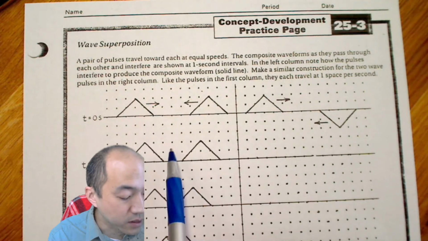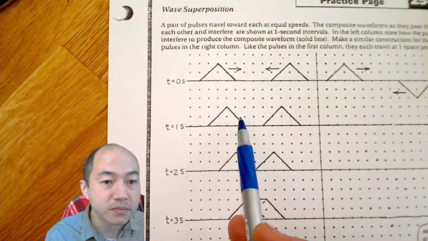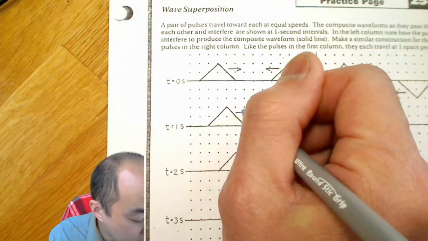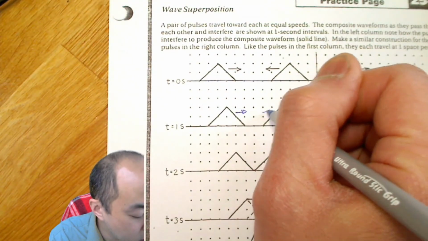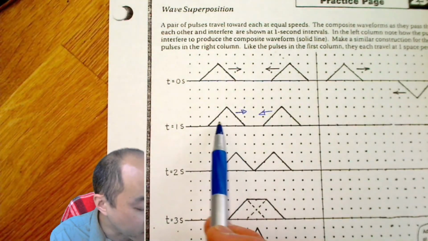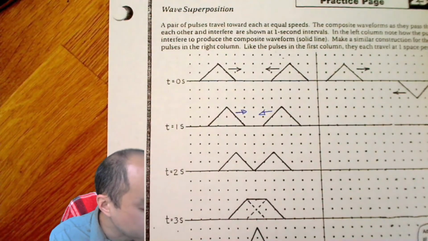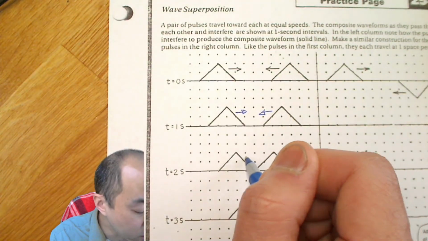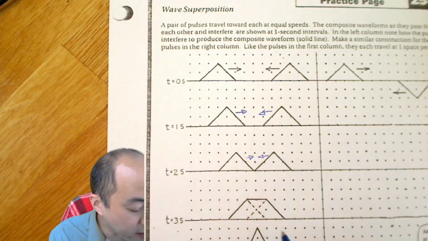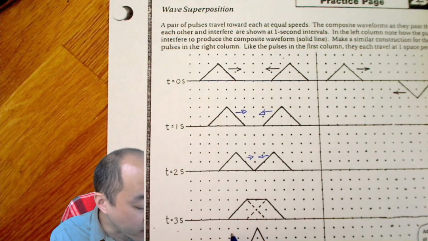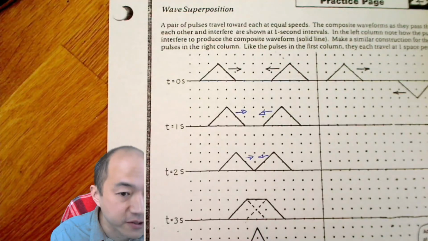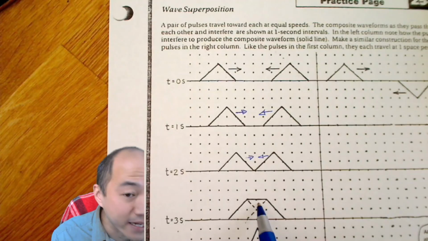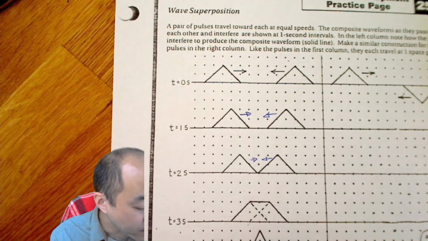So let's just review what's going on here. This one is moving to the right, this one's moving to the left, right? Still moving to the right, still moving to the left, right? And they're moving basically 1 dot per second, right? So here they're another dot closer, still moving. Here they're overlapping, right? And so the dotted line shows roughly where they are. And basically what we're doing is we're just adding all of these waves together, right?